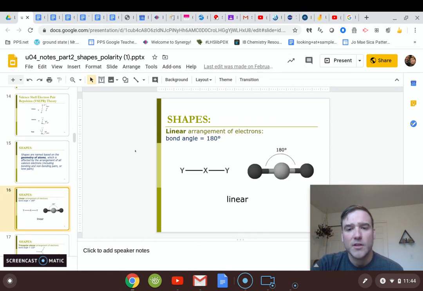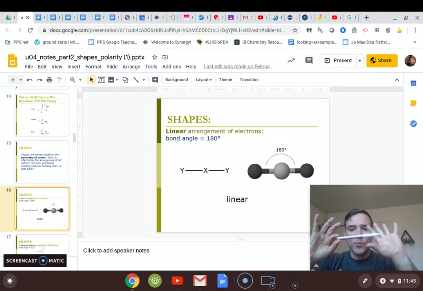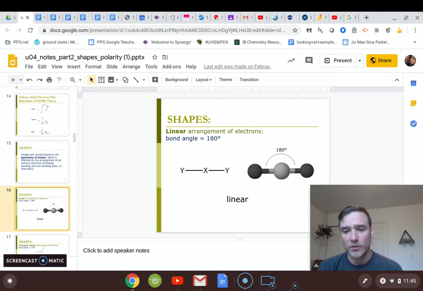The first shape that you're going to come across is a simple one called a linear shape. Linear shapes occur when the central atom has 2 steric centers around it, like in this example, where central atom X is bonded to 2 atoms Y. In that situation where there's only 2 steric centers, the way that they get the farthest away from each other is by being in a nice straight line. On one end, there's one set of electrons, and on the other end, there's another. They can't be any farther away from each other. So that's what a linear molecule looks like.